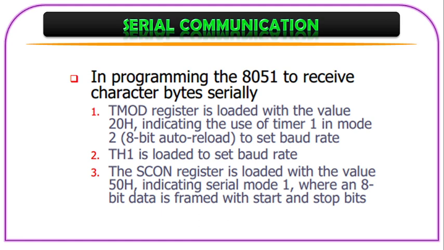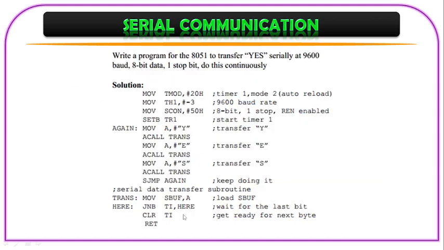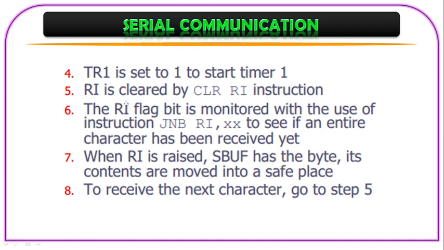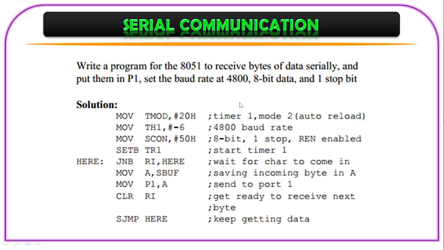And now to receive data, instead of checking your TI flag, you have to check your RI flag. So RI is checked continuously, and once it is set, you read it. Now write a program to receive bytes of data serially, put them in port 1, and set the baud rate. So here you are receiving data in the SBUF register.